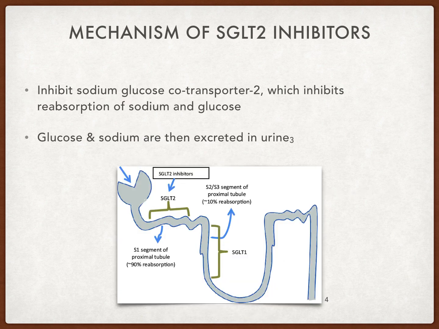SGLT-2 inhibitors work by inhibiting sodium-glucose cotransporter 2 in the proximal convoluted tubules of the kidneys. What this does is prevent reabsorption of sodium and glucose and increases their excretion in urine. Why this process might lead to diabetic ketoacidosis, specifically euglycemic DKA, is thought to be because this increased glucose excretion is keeping our diabetic patients euglycemic, while their insulin deficiency is going to cause ketosis.